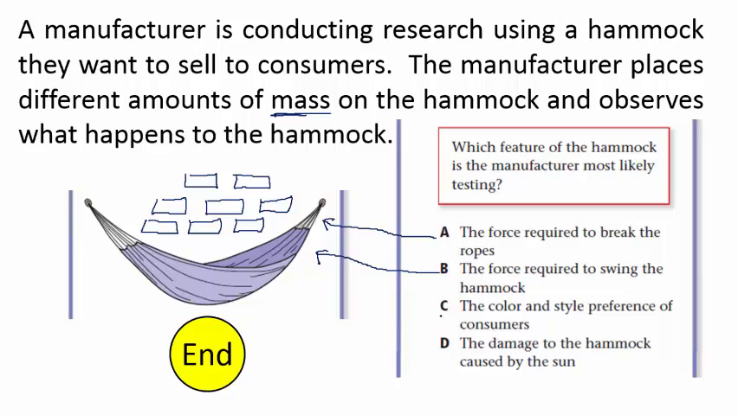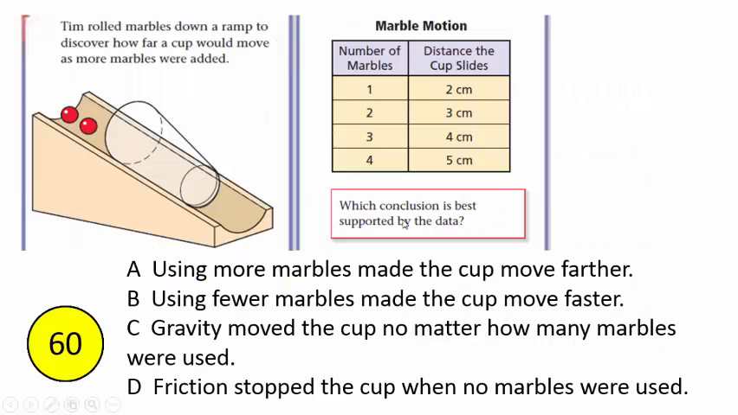The color and style preference of consumers. Ask yourself, why would they need to put bricks on it to see if customers like the color? The damage to the hammock caused by the sun. Again, ask yourself, why would they put bricks on it to see how the sun affects this hammock? The answer is, well, think about people come in different sizes and shapes. Wouldn't you want to know how much weight the hammock can support? So if we just put masses in there to test the strength of the hammock, that would give us a lot of information. So letter A is the best choice.